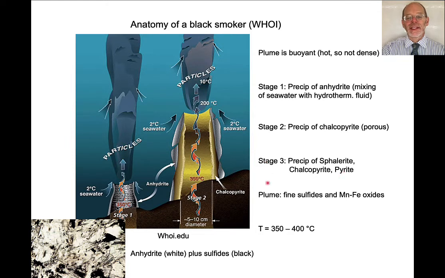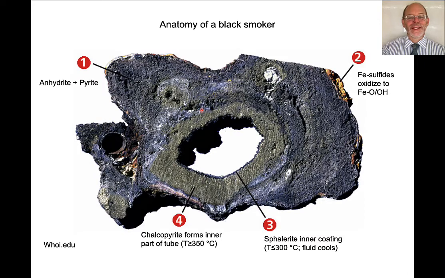And simultaneously, there's a plume that forms. This plume is dominated by fine sulfides and manganese iron oxides, which are black, and so that's why they're black smokers. Here's a cross-section through a black smoker chimney. In the first stage of precipitation, anhydrite and pyrite are forming, so this is the first reaction of the fluid with seawater. Then chalcopyrite forms, and then finally sphalerite forms.